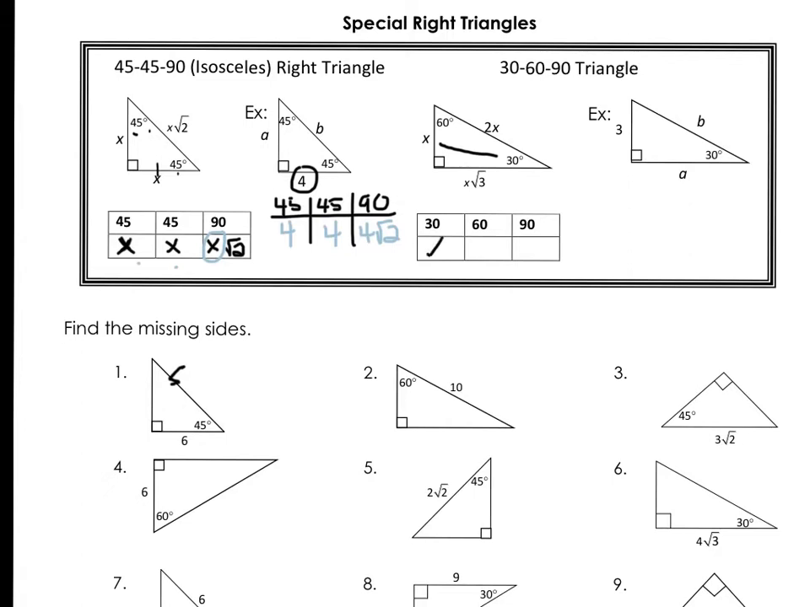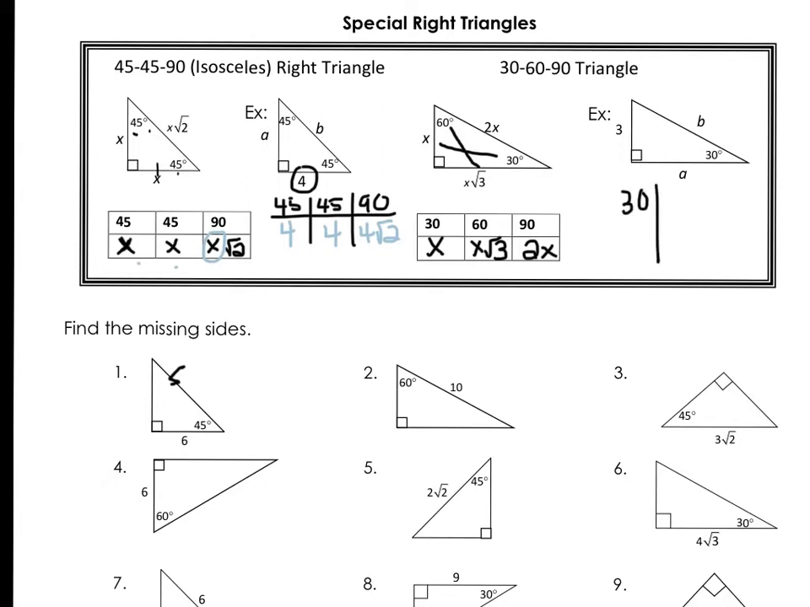Now for 30, 60, 90, those relationships are always x is across from the smallest angle. It's the shortest side. The side across from the 60 is always x times the square root of 3. And the hypotenuse is always twice as big as the short leg. So let's see what they gave us in this next one.